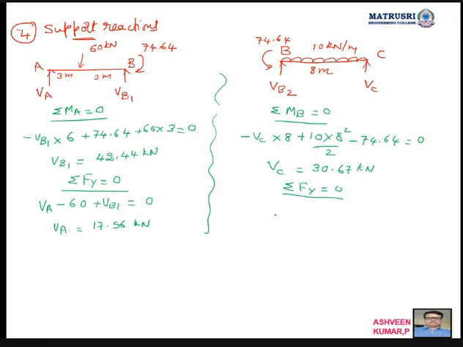Then similarly I will go for sigma Fy is equal to 0. VB2 minus 10 into 8, plus VC is equal to 0. VB2 is upward positive, 10 into 8 is downward negative. If you substitute here, we will get VB2 equal to 49.33 kilonewton. Okay.